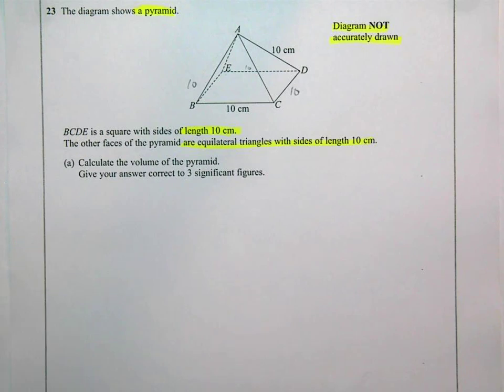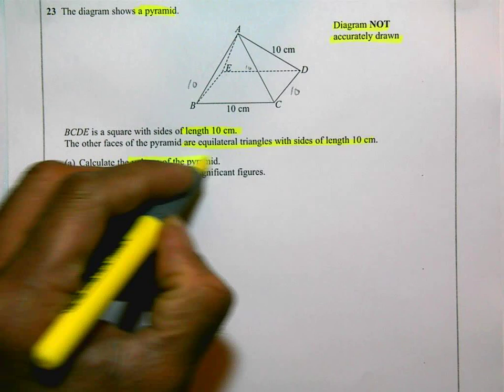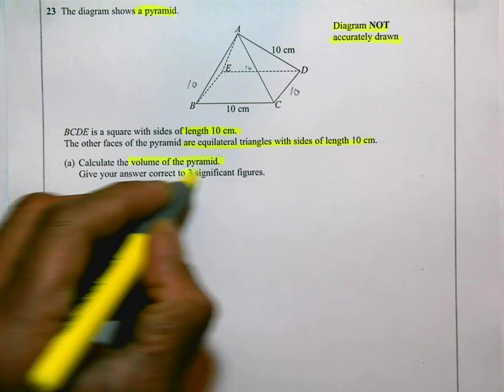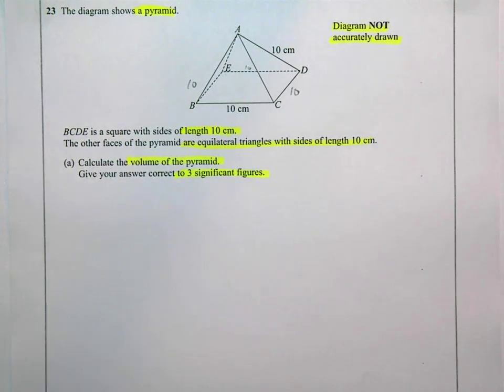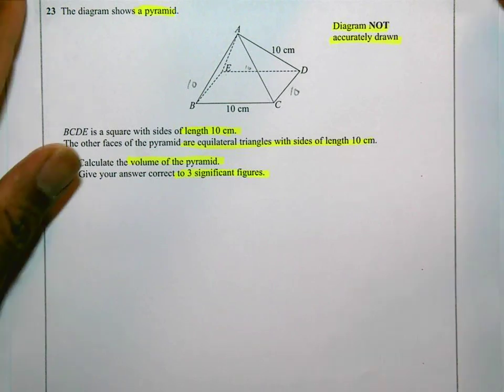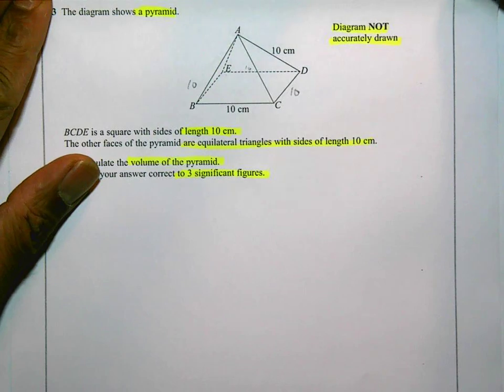The question wants us to calculate the volume of the pyramid. Give your answer correct to 3 significant figures. So there's that again, significant figures, and they want us to work out the volume of the pyramid. Now just straighten this a bit.